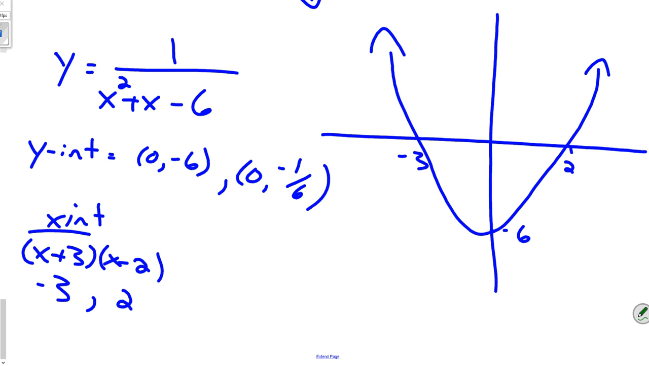What happens at my x-intercepts? Have we ever graphed asymptotes up until now? No, so clearly it's only for now. Never have you ever.